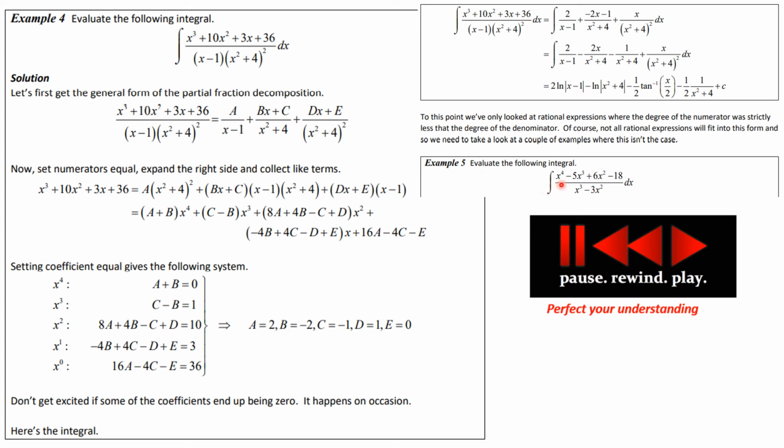Here, the degree of the numerator is the fourth, and the degree of the denominator is cubed. So we've got the definite integral of x to the fourth minus 5x cubed plus 6x squared minus 18 all over x cubed minus 3x squared dx. You know what to do. Let's see how you did.